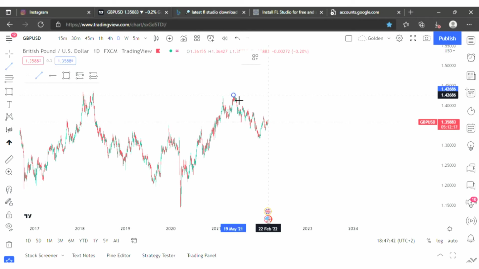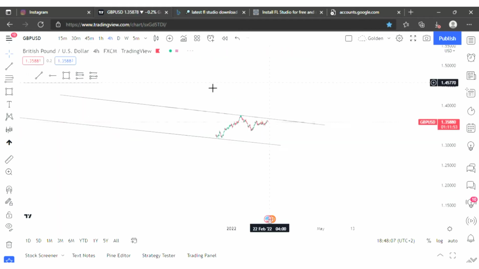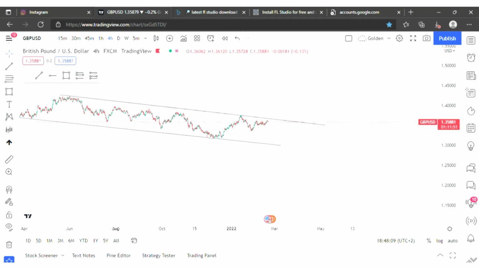So here I have my first touch and I have my second touch right there on the upper level of the market. I have my first touch there and then my second touch from the lowest low of the market, and then I scale it down to 4 hours just to see clearly if I have the right structure, if I've analyzed the structure properly.